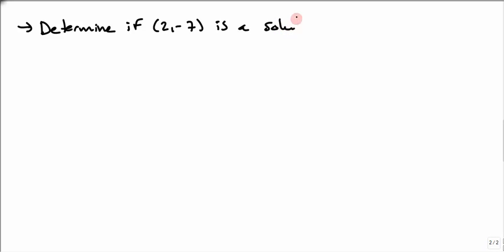Now again, you have to make sure you plug in those values for both equations in the system. Let's look at another one. Let's determine if the ordered pair (2, -7) is a solution to the system.